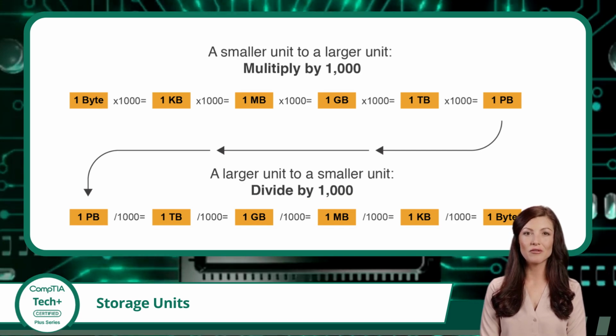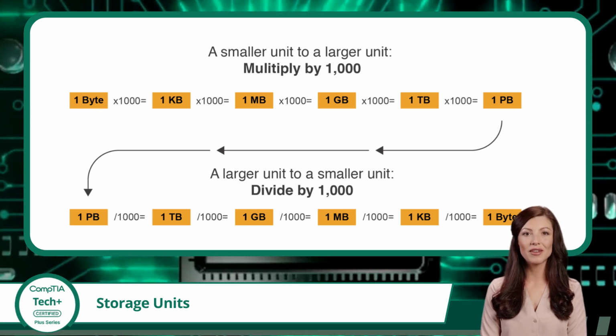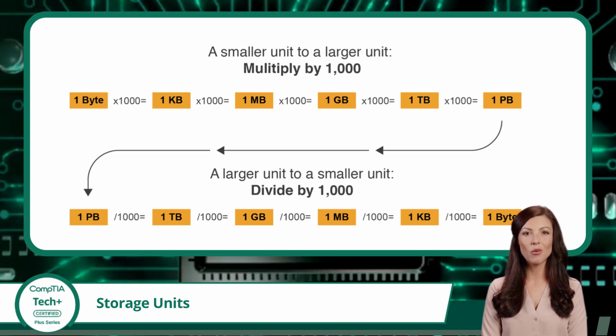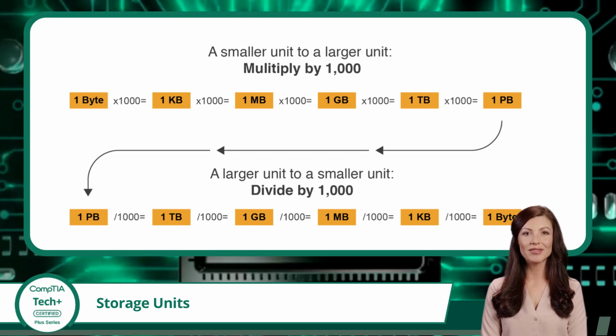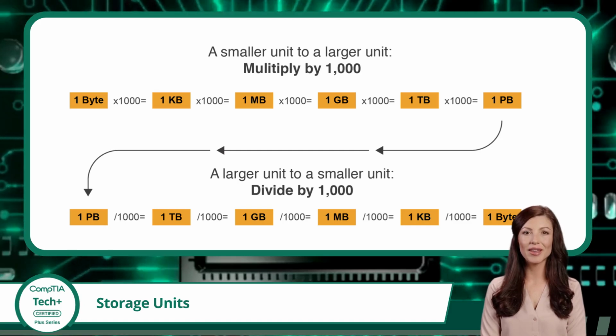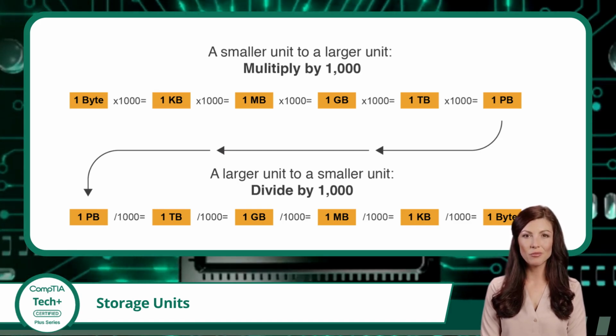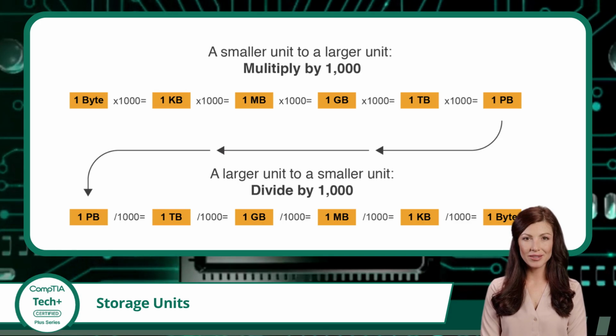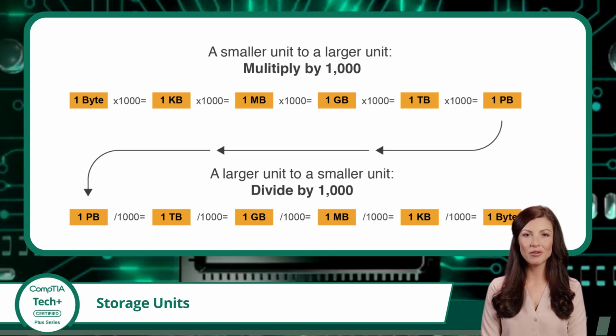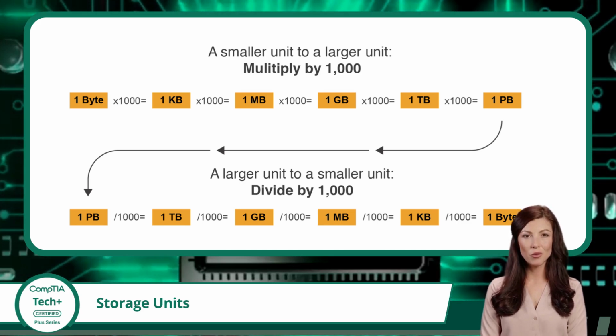Next, you should know that moving from any storage unit measure to the next closest measure is always a factor of 1000. Example: 1 kilobyte is 1000 bytes. 1 megabyte is 1000 kilobytes. 1 gigabyte is 1000 megabytes. 1 terabyte is 1000 gigabytes, and so on. Understanding the relationship between these storage unit sizes will assist in converting between them when needed.